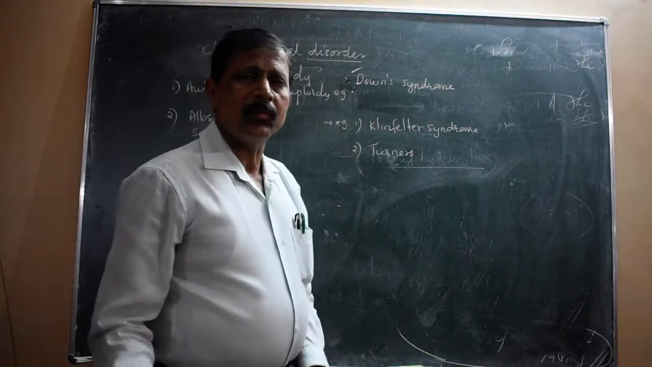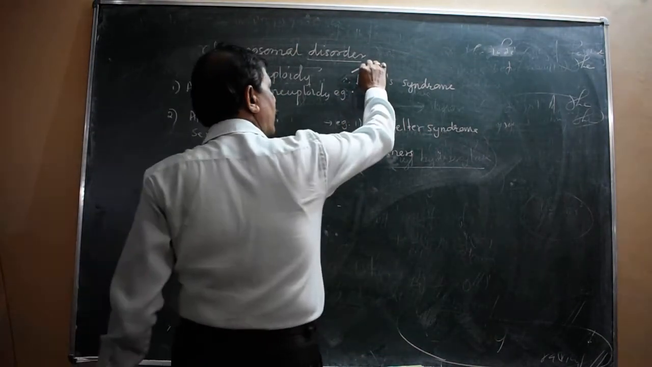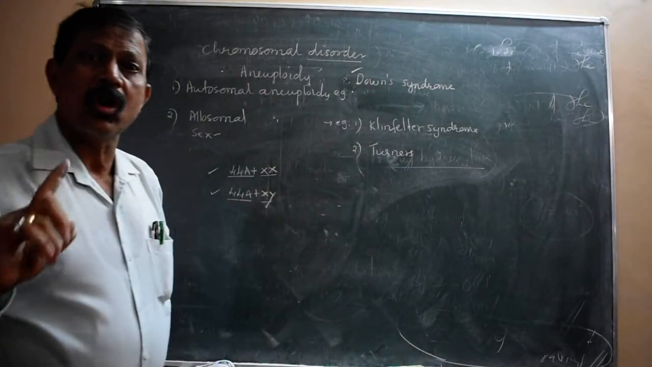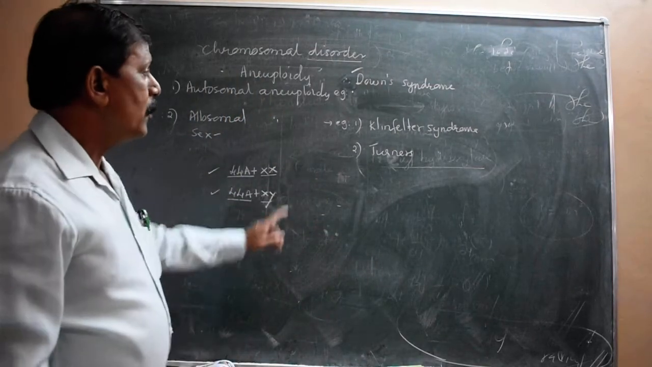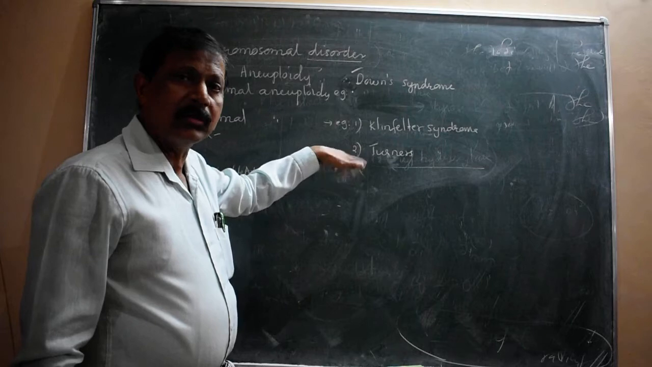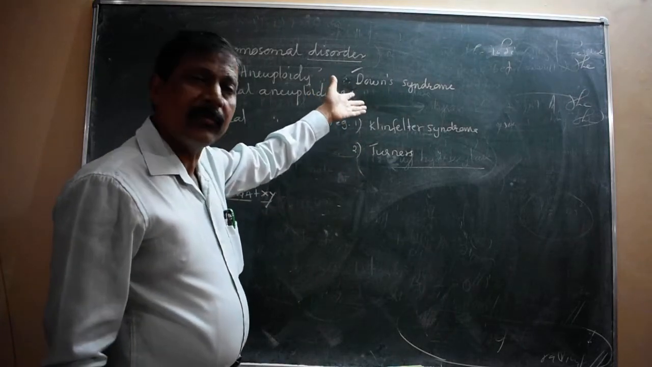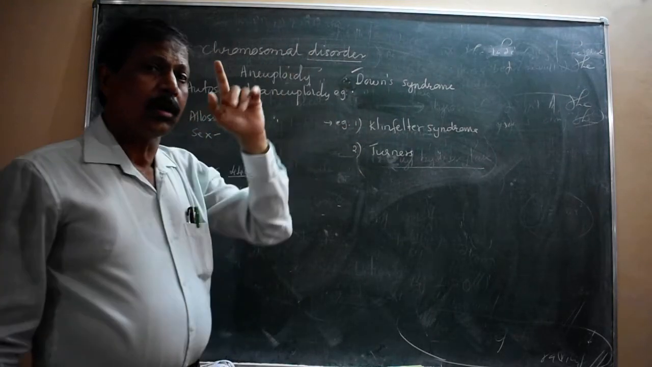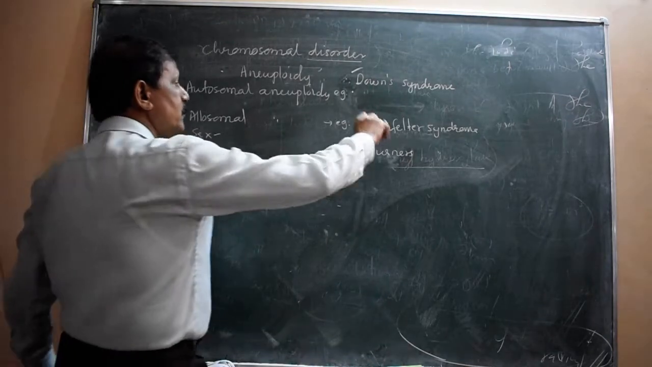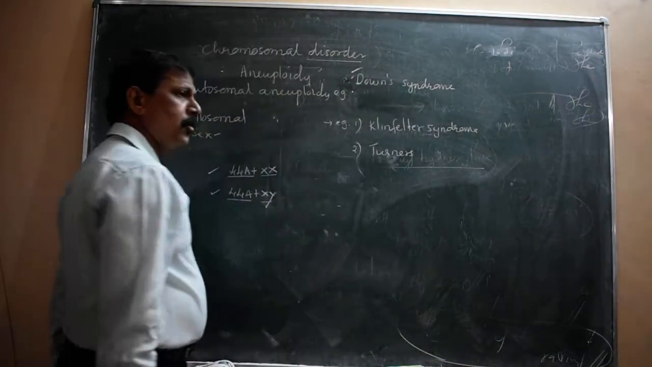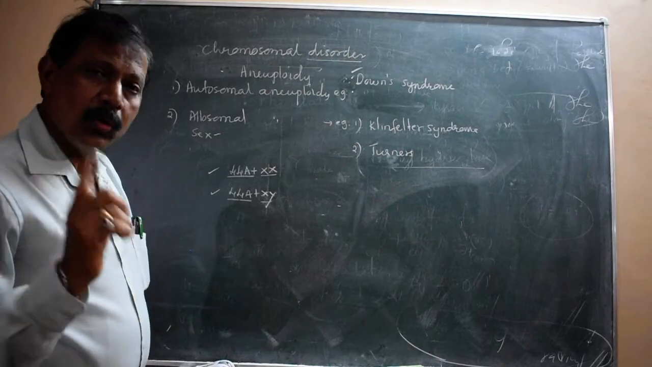Down syndrome was first observed by Langdon, the name of the scientist, who first observed this syndrome. That doesn't mean that Down was having this syndrome. Langdon first observed it, and that is why it is called Down syndrome.